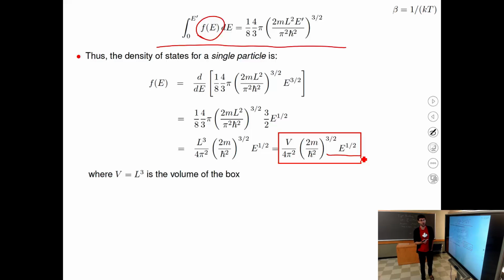Obviously, this answer will change if you go to 2 dimensions or 1 dimension, because here we had to put the volume of a three-dimensional sphere in the space of nx, ny, and nz. If we only have nx and ny, we have to put the area of a circle. So there will be a different formula here, and so there will be a different dependence on E. Now what we learned is how many states at each energy we have in a Fermi gas.